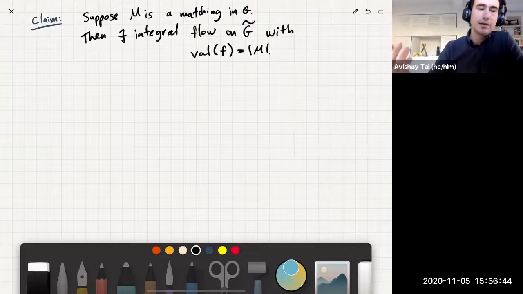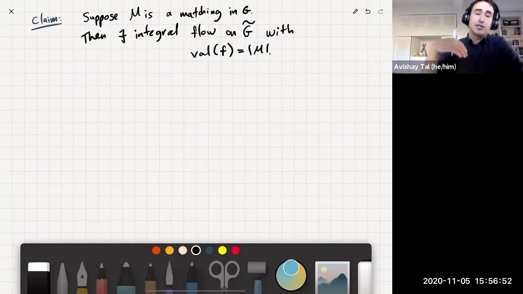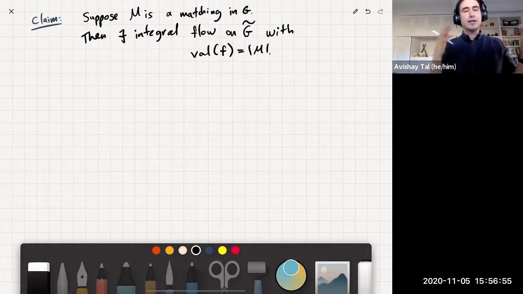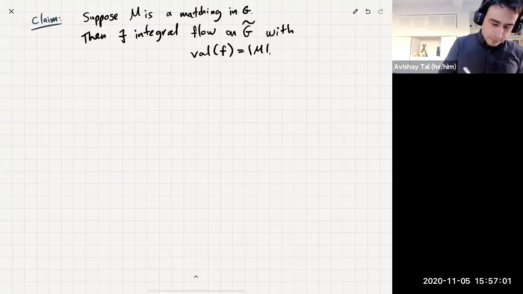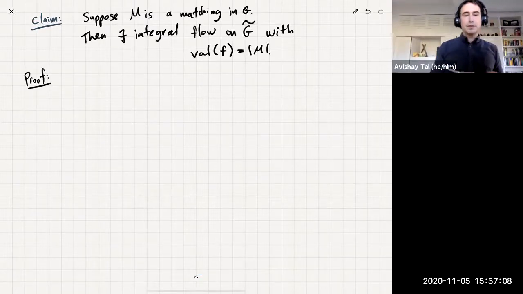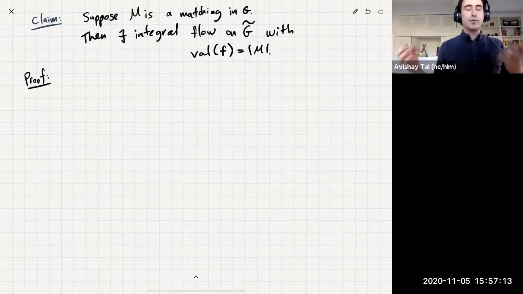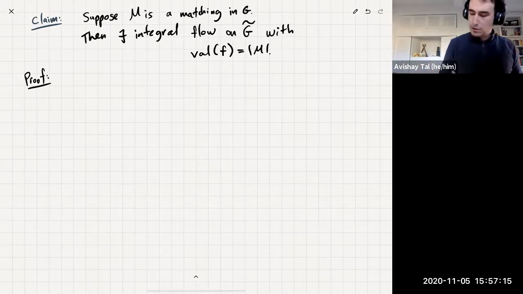And the second claim would be the other direction: if we have an integral flow on G tilde, then we also have a matching where the size of the matching equals the value of the flow. So this is sort of like an if and only if correspondence between these two objects. So let's see the first part, this claim. We sort of already said it in words. So how are we going to construct the flow given the matching?